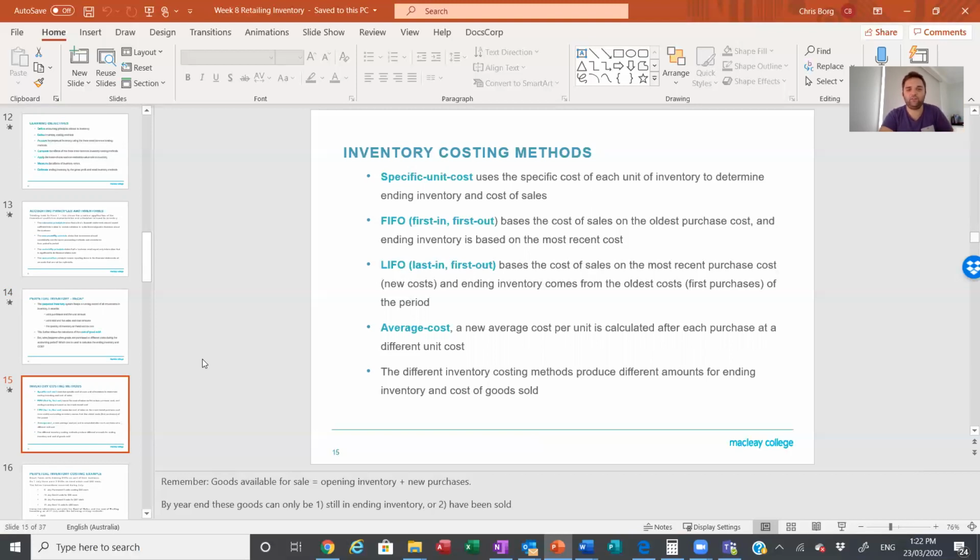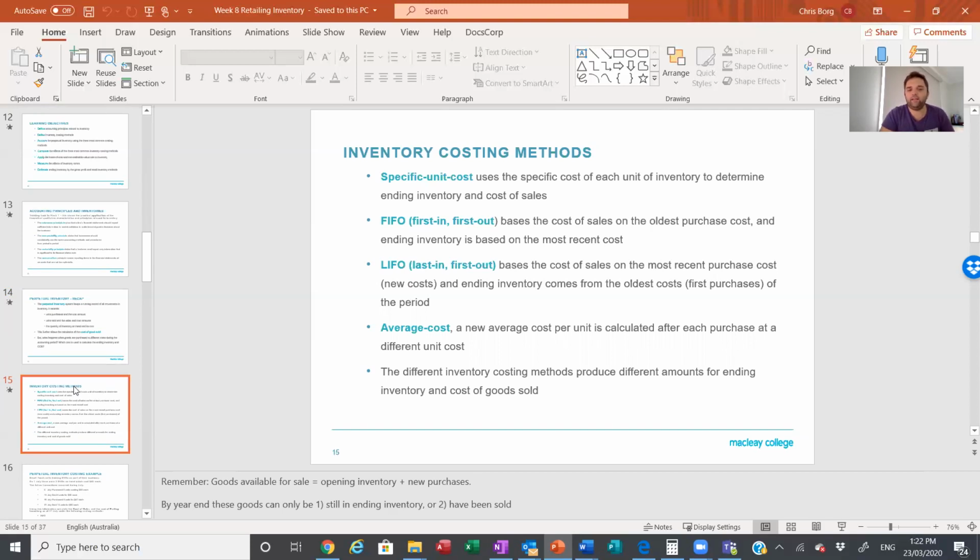Last in, first out is the opposite. We take the most recent purchase first as the one to come out. So in that example, it would be the $12 that we take out. Under the average cost method, a new average cost per unit is calculated after each purchase at a different unit cost. Essentially, it uses the average of the cost per unit of what's being purchased.